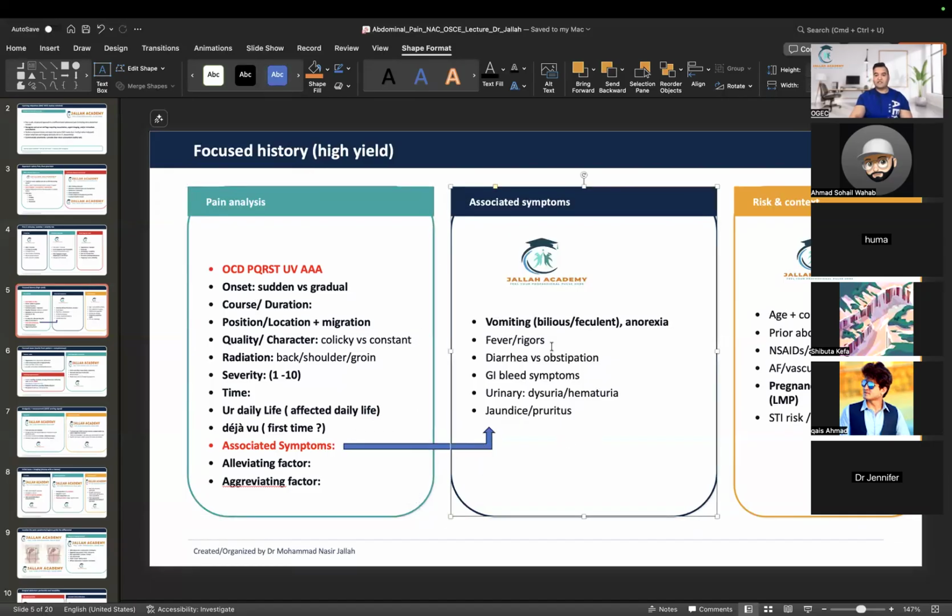Yeah, that's just a sign and symptom. For example, vomiting, anorexia, fever, rigors, diarrhea versus obstipation, GI bleeding, urinary dysuria, hematuria, jaundice. So, on top of abdominal pain, is there any other associated sign and symptoms? For example, vomiting. It will help you.